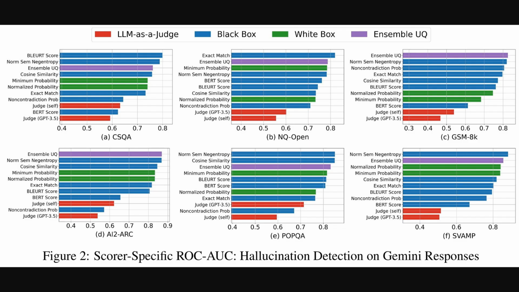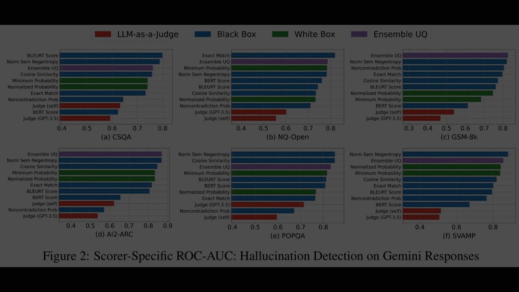We see the LLM-as-a-Judge methods in red, generally at the bottom. In contrast, the black box methods in blue, like normalized semantic negentropy, and white box methods in green, tend to perform much better. And the Ensemble UQ, in purple, consistently ranks at or near the top. It is also clear that the best specific score can vary quite a bit depending on the dataset.